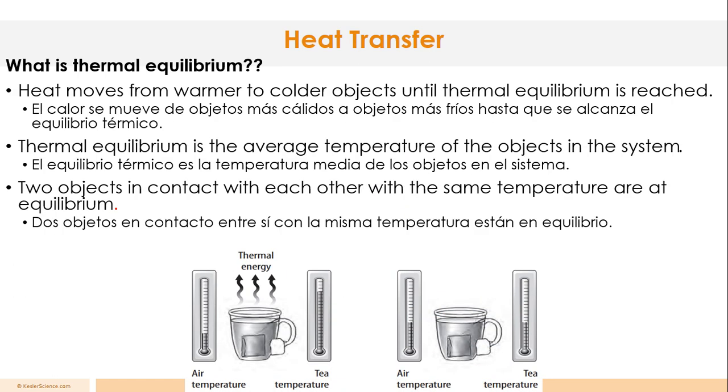What is thermal equilibrium? Heat moves from warmer to cooler objects until thermal equilibrium is reached. Thermal equilibrium is the average temperature of the objects in a system. Two objects in contact with each other with the same temperature are at equilibrium.